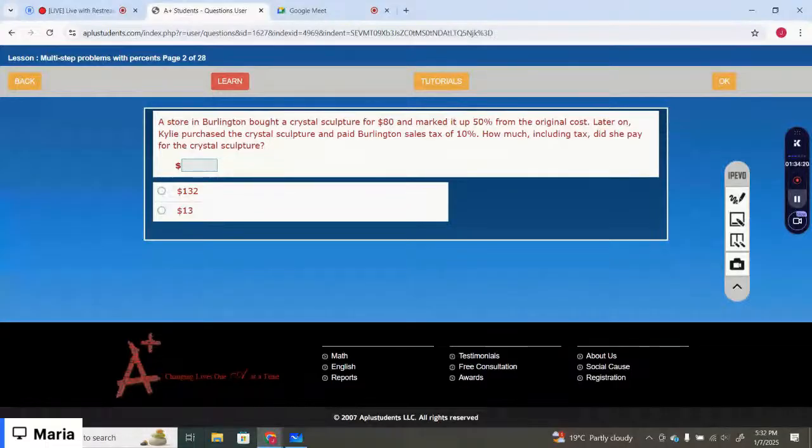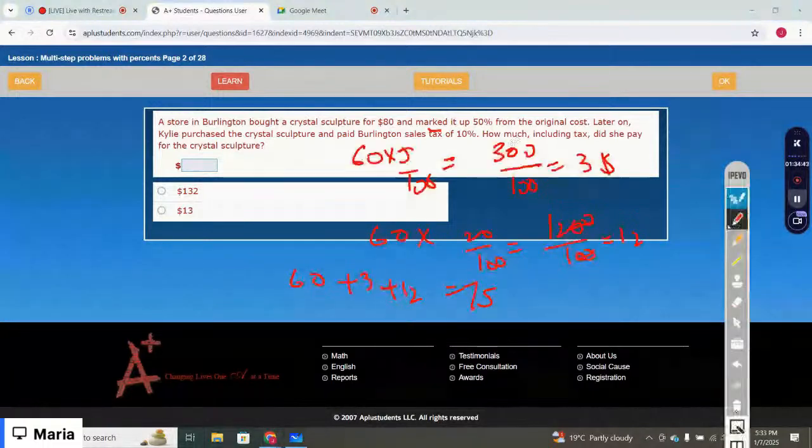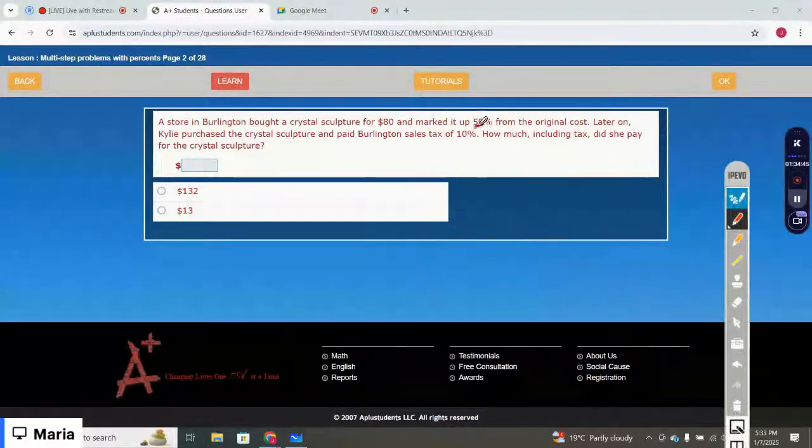A store in Burlington bought a crystal sculpture for $80 and marked it up 50% from the original cost. Later on, Kelly purchased the crystal sculpture and paid Burlington sales tax of 10%. How much, including tax, did she pay for the crystal sculpture? So the cost is $80, right? That is increased by 50%. So $80 plus 40 is 120, right?